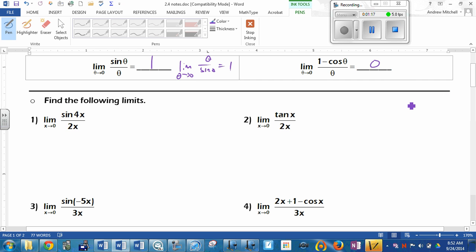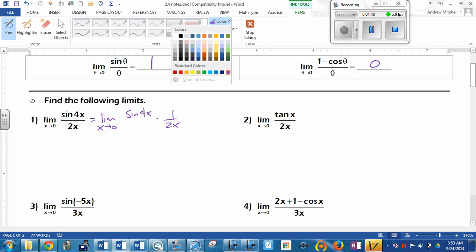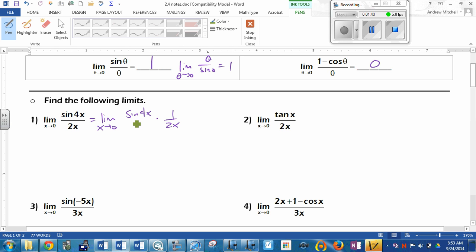So number 1 is kind of like ones that we saw last chapter. This is where we split these up. The limit as x approaches 0 of sine of 4x times 1 over 2x. We're trying to split it up and then make the parts that have the sine look like this, either sine of theta over theta or theta over sine of theta. So in this case, we need a 4x in the denominator. So I'm going to multiply the bottom by 4x so that this matches our limit up here.